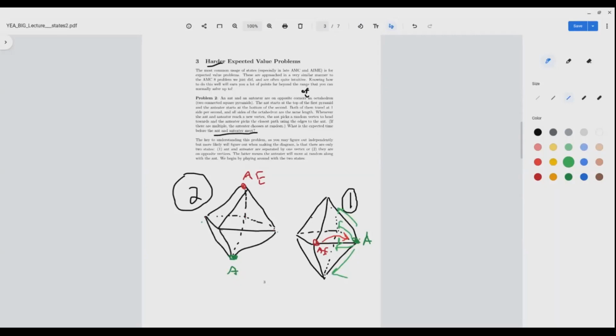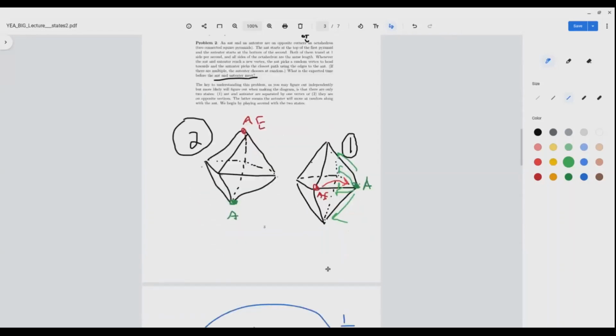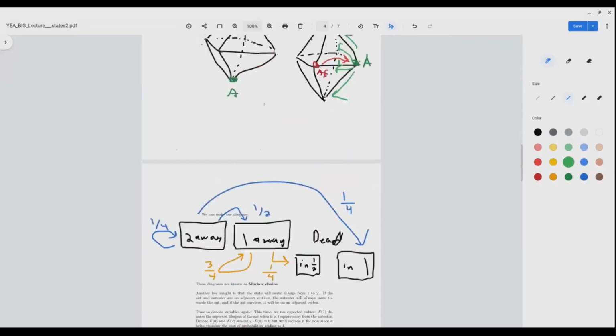So that means it has a 1/4 chance of dying and a 3/4 chance of surviving. And if it survives, then it'll always be 1 away because the ant moved to a vertex that's 1 away, and the anteater is at where the ant used to be. So it's still going to be 1 away. So we represent that here. 1 away has a 3/4 chance of returning to 1 away and a 1/4 chance of going to dead.